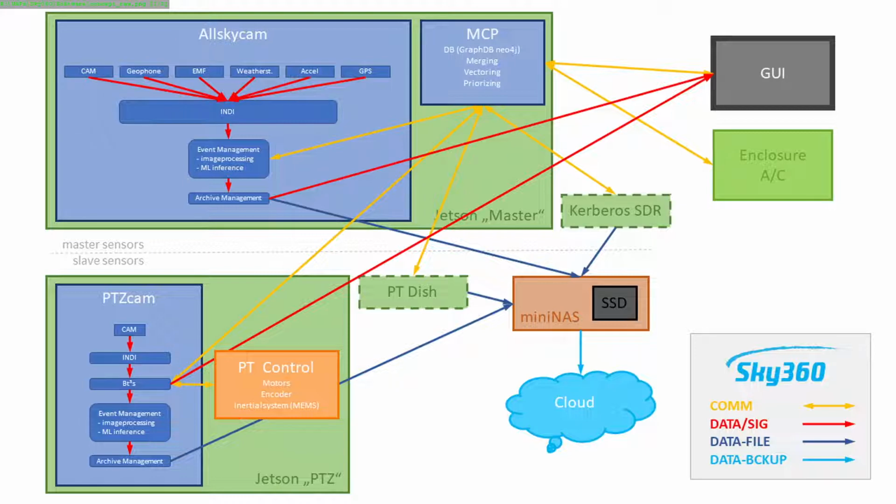So we've got the camera, then we've got the Geophone, which takes seismic data. Then we've got the EMF part for whatever comes with that. Then we can attach a weather station, accelerometers, and GPS, and maybe some others. Let's call them auxiliary sensors. They are all connected to the INDI server that provides a protocol as a service.